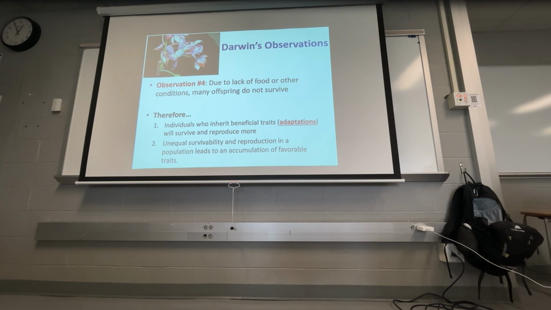Therefore, because of those 4 tenets, individuals who inherit beneficial traits or phenotypes, we can call them adaptations, will survive and reproduce in the next generation. The other ones die off. So unequal survivability and reproduction in a population leads to an accumulation of favorable traits. Directional selection of phenotypes. The environment, or what we're going to call selection pressures, are selecting for favorable traits.